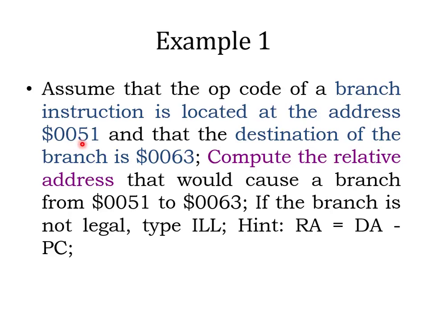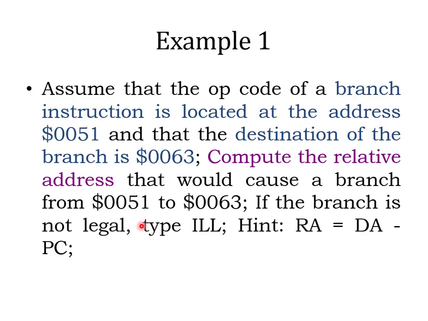Now the destination of the branch is 0063. The destination of the address is 0063. That means this is your destination address, right? So you have to compute the relative address. You have to actually calculate the relative address that will cause a branch from there to there. Okay, now we know the formula here.